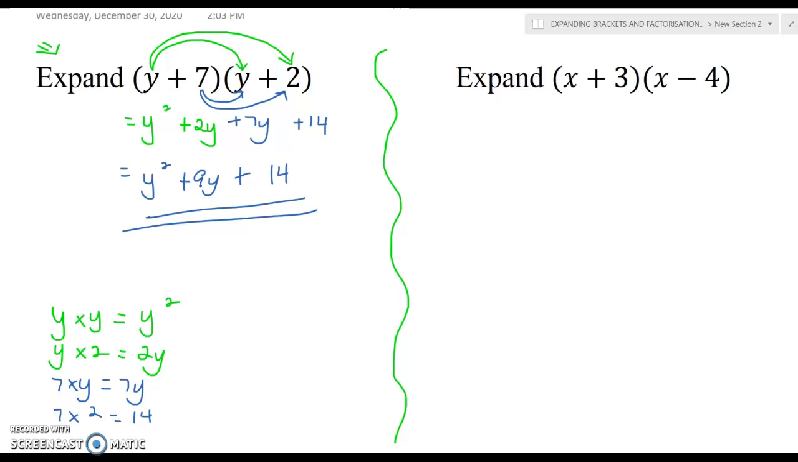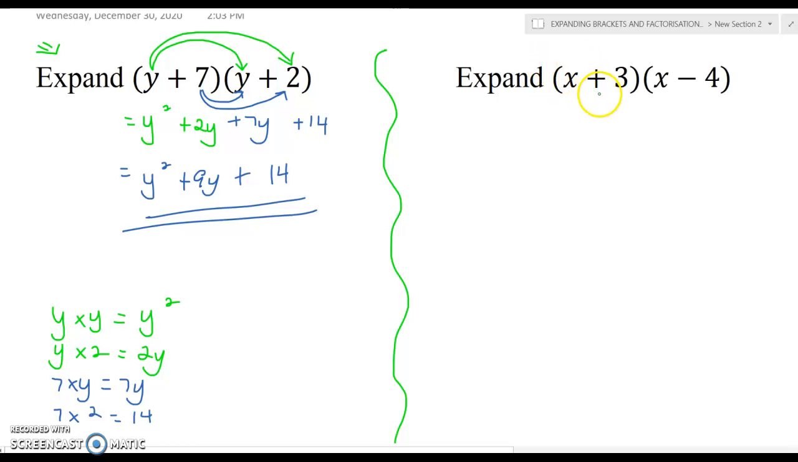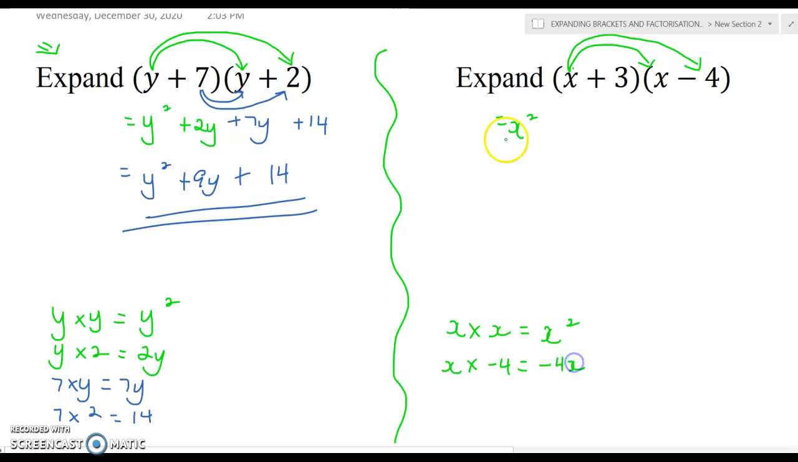Alright, so let's look at the second example now. Here you see in the first brackets we have x plus 2, and in the second brackets we actually have x minus 4. So now we have a minus sign there. So let's go again. First term in the first bracket by the first term in the second bracket. So x by x, x squared. Then look at this x. This is x by negative 4. Remember, when you have a positive and a negative, it's negative, so it'll be negative 4x. So let's put that in there.